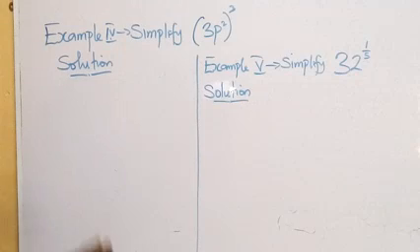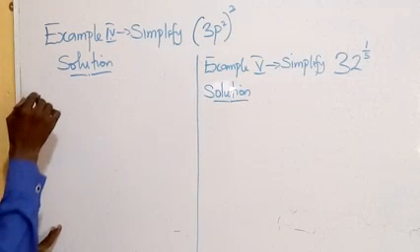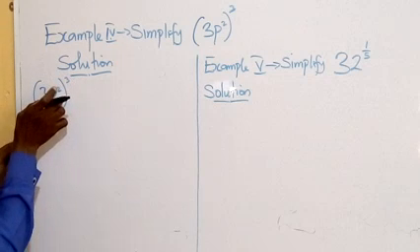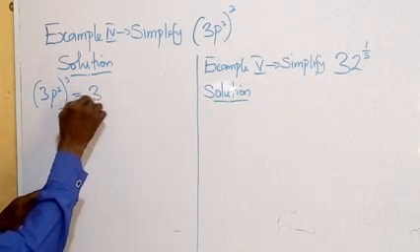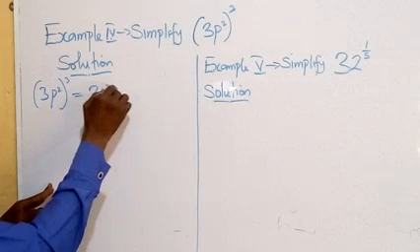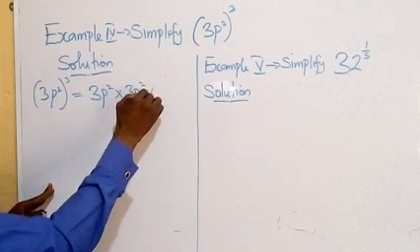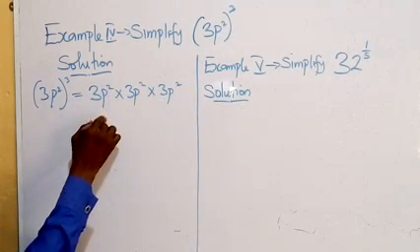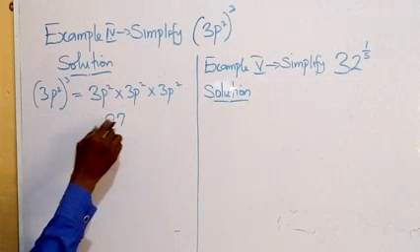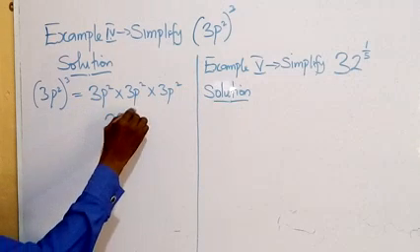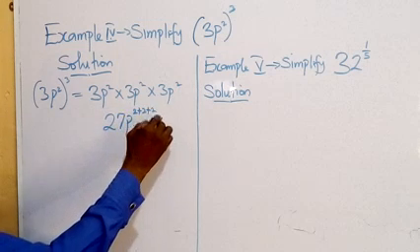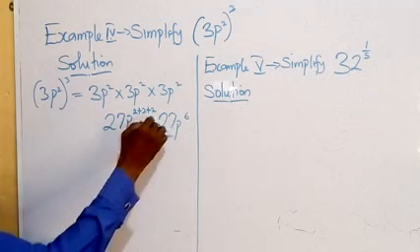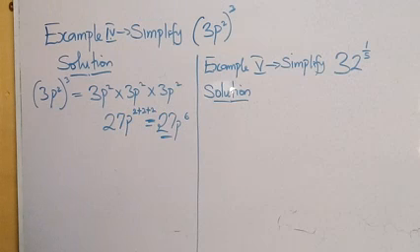Now let's look at example 4: simplify 3p squared, all raised to power 3. It means that what we have inside the bracket, 3p squared, in 3 places. 3p squared multiplied by 3p squared multiplied by 3p squared. 3 times 3 is 9, times 3 is 27. And p squared: 2 plus 2 plus 2. Therefore, we have 27p raised to power 6.